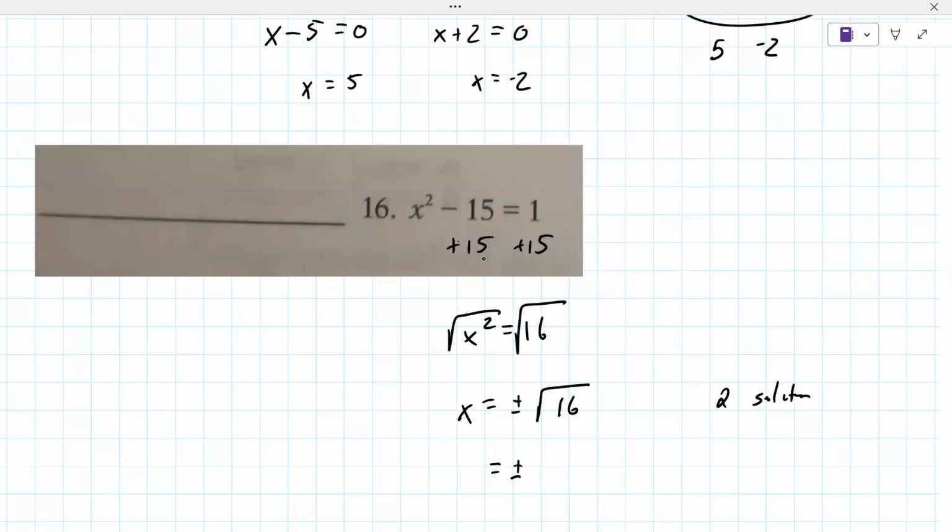Right, again, 4. I'm not anti-calculator, so if you need one, want to grab one, yeah, I have it. Cool. All right, let me see. We'll move on to 17.